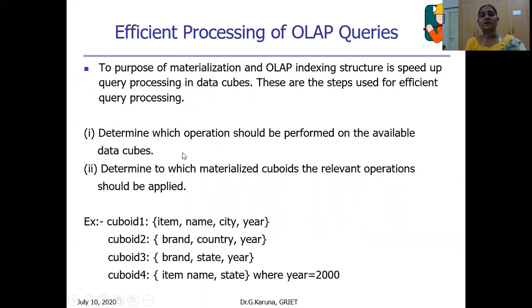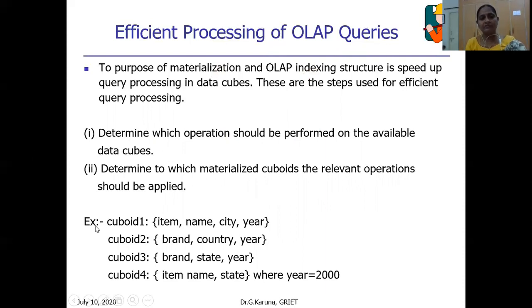The first one is to determine which operation should be performed on the available data cubes. Next, we need to determine to which materialized cuboids the relevant operation should be applied. So we have to follow these 2 steps along with materialization and OLAP indexing so that we can efficiently implement the data warehouse data.